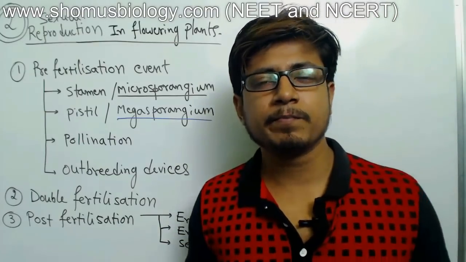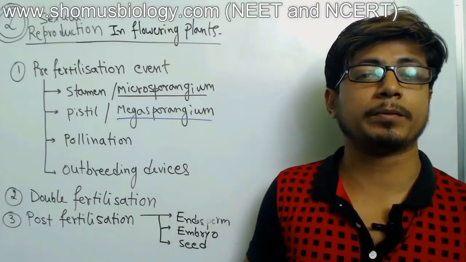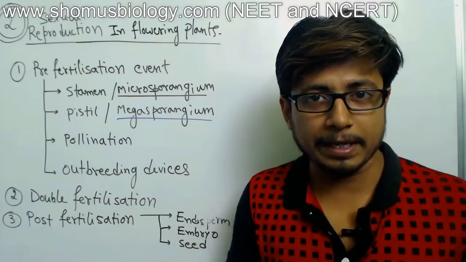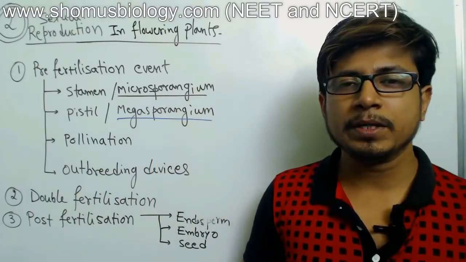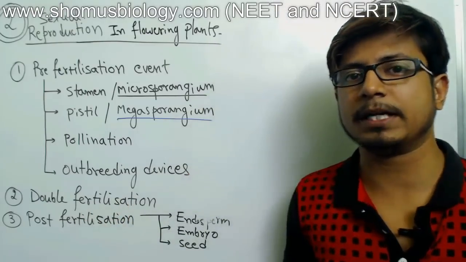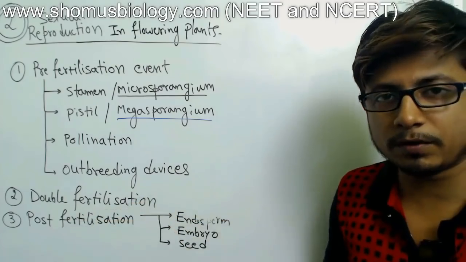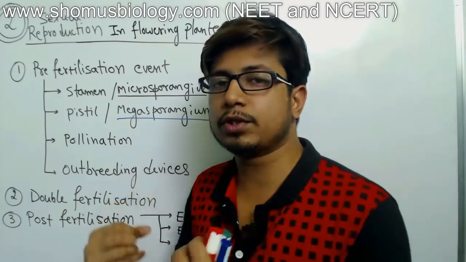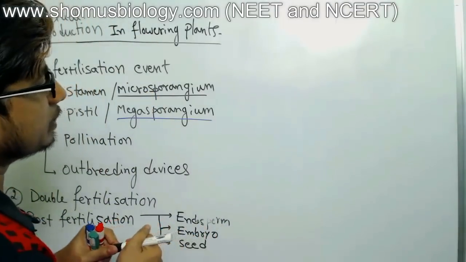Double fertilization is a specific type of fertilization event, or what we can say the fusion of male and female gametes in flowering plants. And I told you the fertilization event takes place twice. That's why it's known as double fertilization. But before that, we all know what fertilization is. It's simply the fusion of male and female gametes together. So let's assume these simple terms.